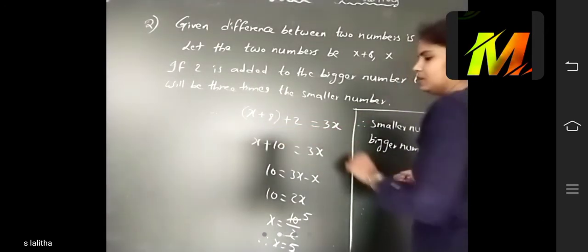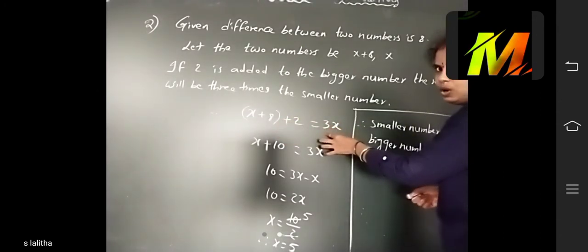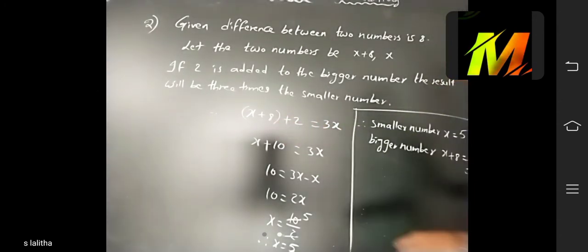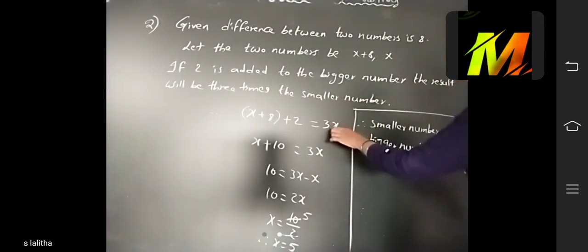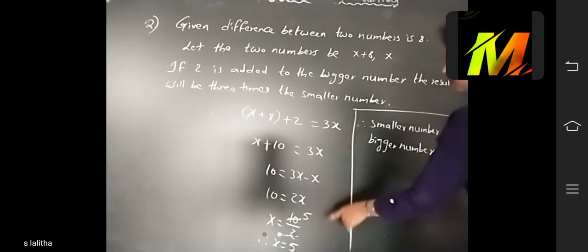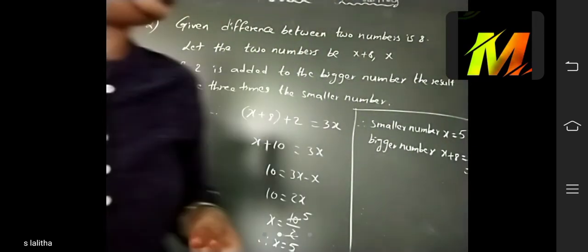Here you have to check: 2 added to the bigger number is equal to 3 times the smaller number. So what is the bigger number? We get 13. Plus 2, how much? 15. 3 times x. What is the x value? 5. 3 fives are 15. Both are equal now. Like that you have to check it. Okay, children?